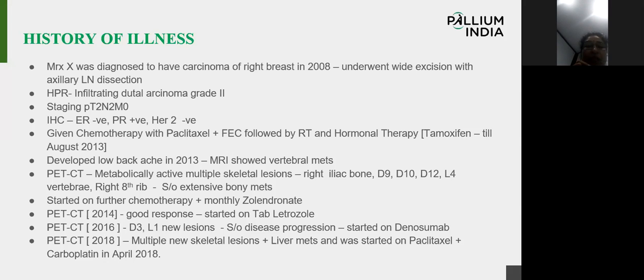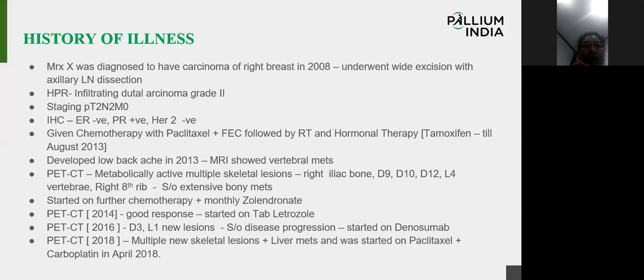She later developed low backache in 2013. MRI showed vertebral mets. PET-CT was done, which showed metabolically active multiple skeletal lesions, especially of the right iliac bone, multiple vertebral levels, and ribs, suggestive of extensive bony mets. She was started on further chemotherapy and also monthly zoledronate.